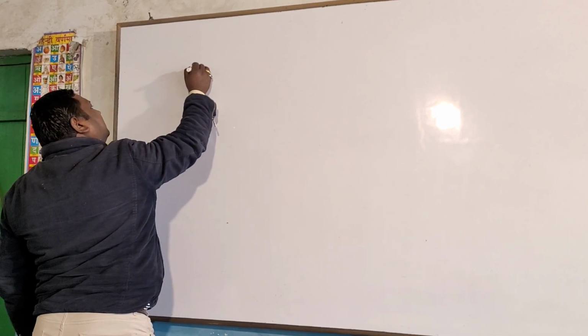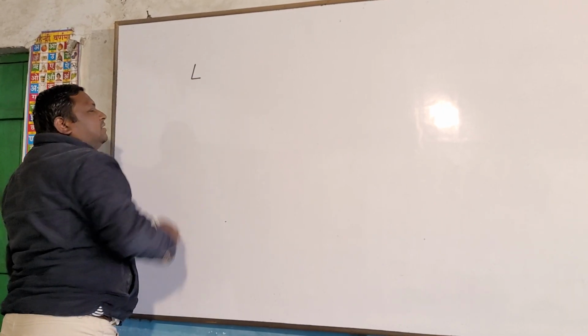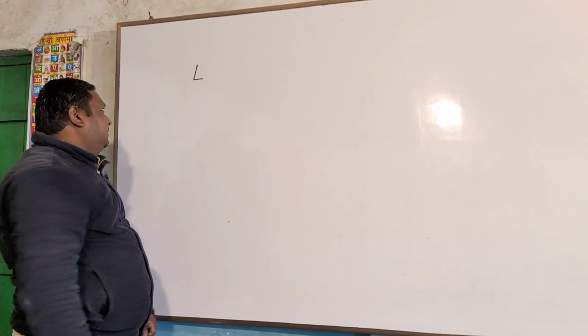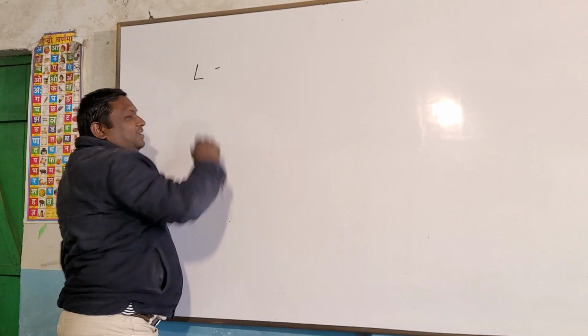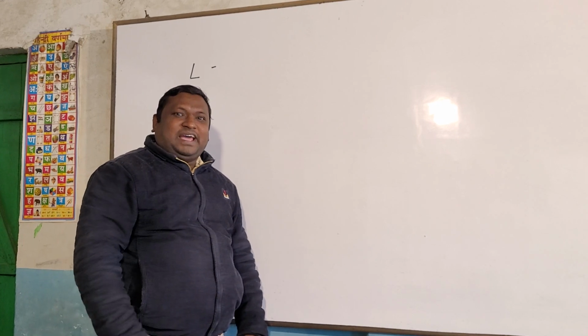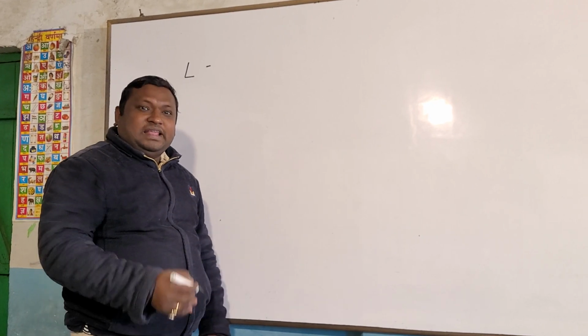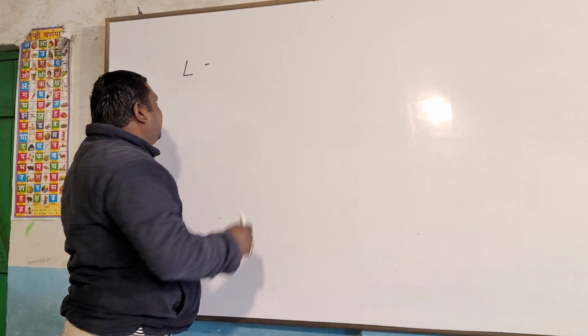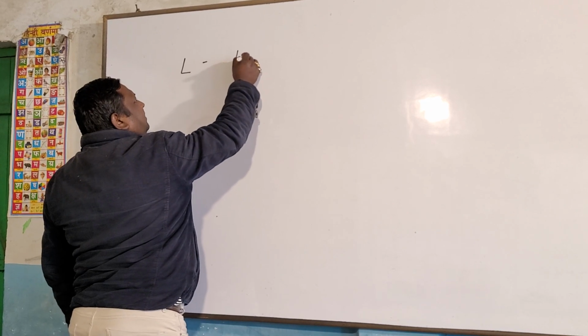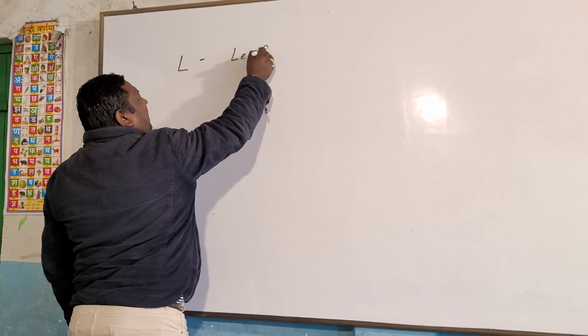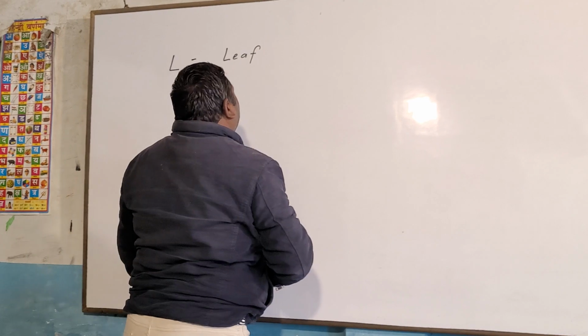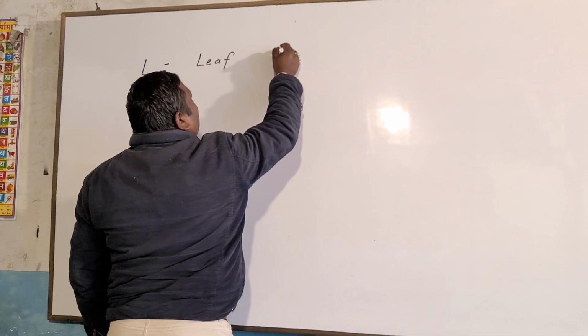L. Next one is L. L for leaf. Tree has many leaves, you know? Leaf. And L for lion. You say lion.